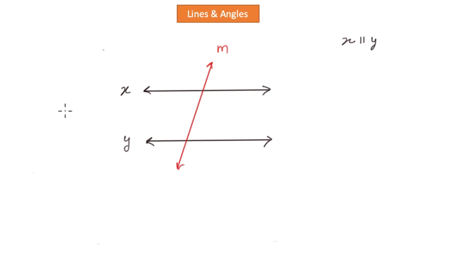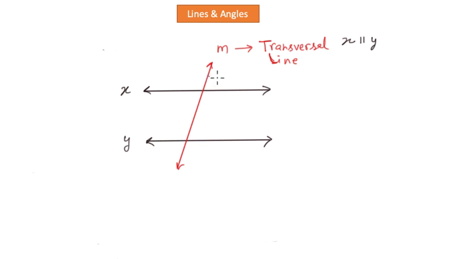Okay, in such a condition, when there is one line that intersects two parallel lines, or maybe two other lines, they don't have to be parallel, okay? Such a line is called a transversal line, all right? That is the name for the line M in this case. But in this case, we are taking the two lines X and Y to be parallel. Now, when we come across this kind of diagram, we need to define a few more terms here.